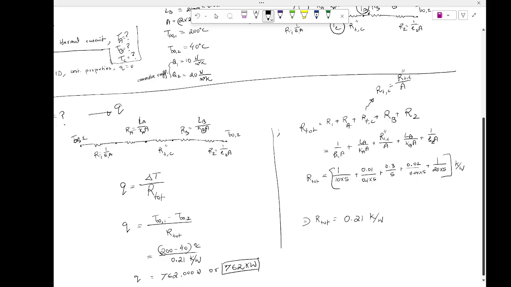You got it? Now, I'm doing a little shortcut here. The other standard way is to plug in the individual units for each of the parameters. For example, h is watt per meter squared Kelvin, and A is meter squared. So meter squared cancels out, and you're going to have a unit of Kelvin over watt.